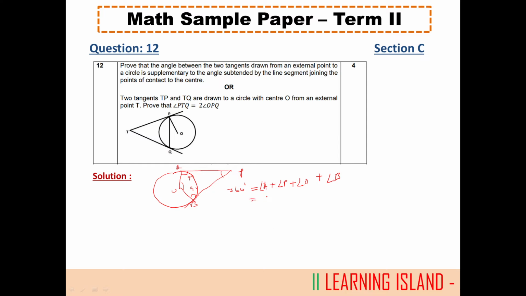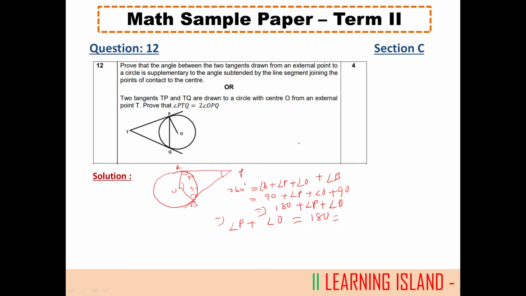Here you know, angle A and angle B are 90 degrees. So this is 90 degrees plus angle P plus angle O plus 90 degrees. So finally I am getting 180 plus angle P plus angle O. On simplification, we are getting angle P plus angle O equal to 180. So these are supplementary. What is supplementary? If the sum of the two angles is 180, then they are called supplementary angles. So it has been proved here.